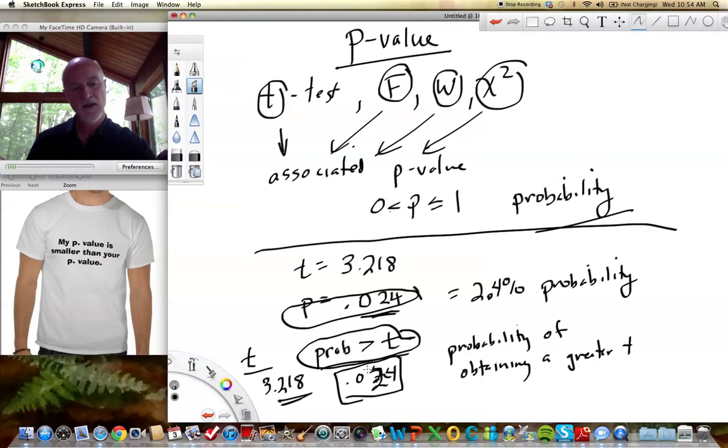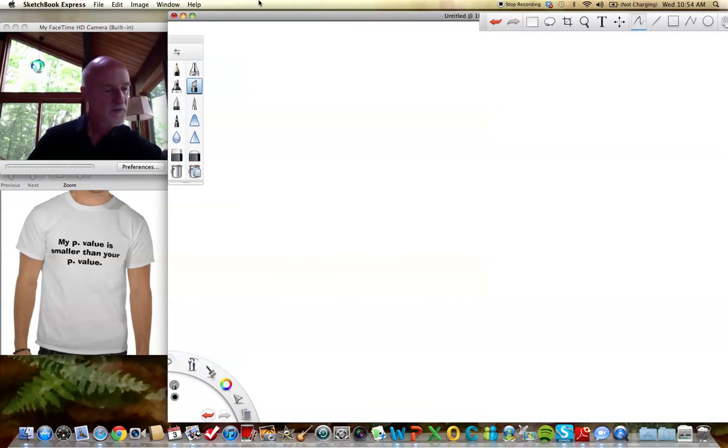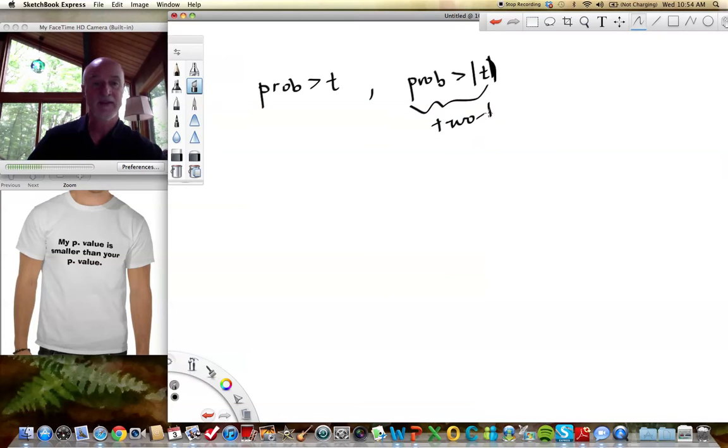All right, so let's think about what that means. Probability of a greater t. And by the way, for the t-test, it will often be the probability of a greater absolute value of t, and that will be the one we look at for a two-tailed test. I'll go into the differences between two-tailed and one-tailed tests, but since most of you have had the t-test, you already kind of know. So the two-tailed t-test, and then this might be if we had a one-tailed test.